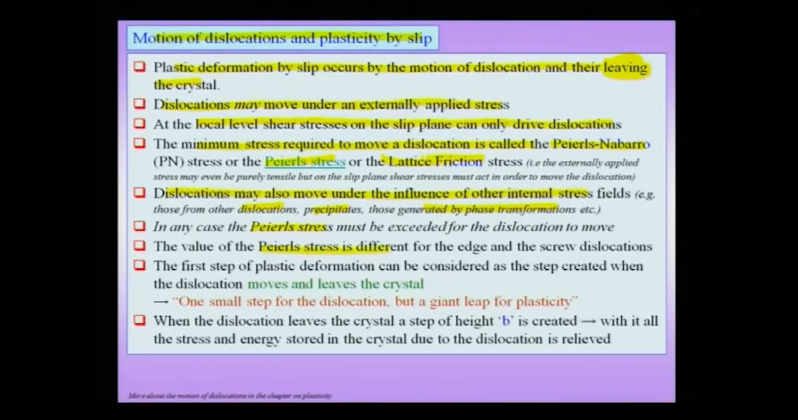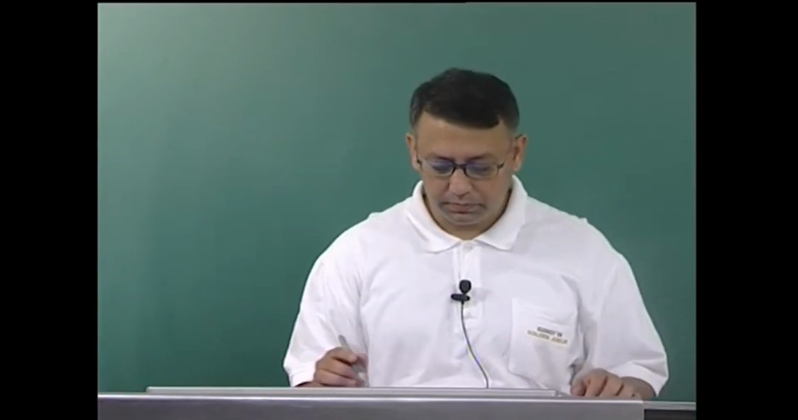The value of Peierls stress is different for pure edge and pure screw components of a dislocation, and this is very important, because you could have a crystal which is, as we shall see later, free of edge dislocations, but not free of screw dislocations.